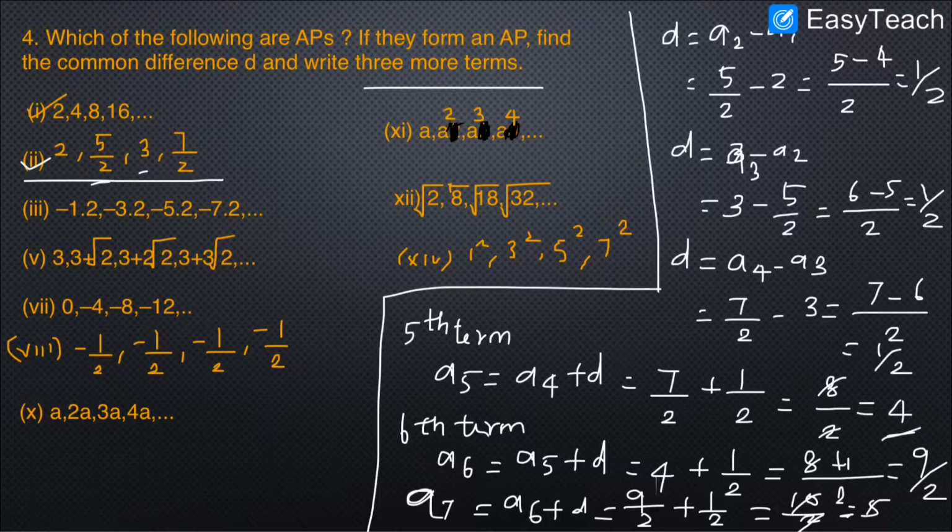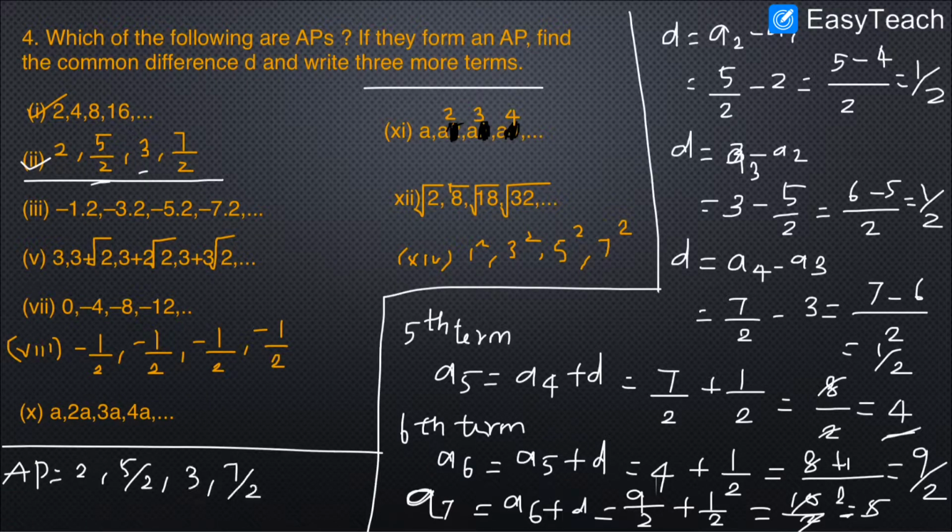Let's write the AP with all the new terms: 2, 5 by 2, 3, 7 by 2, 4, 9 by 2 and 5.